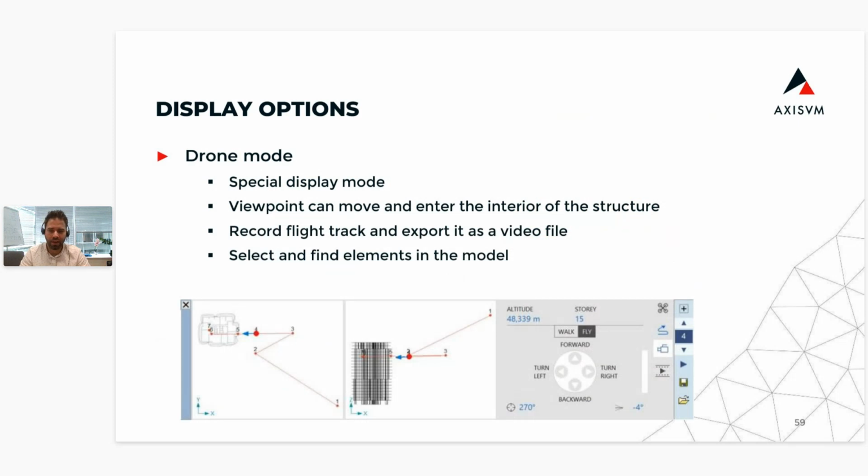And also there are some more practical uses for the drone. So you can select elements with it. Basically, if you select an element, the drone can fly to the element and find that element inside of your model. So I brought 2 little examples just to show these features.